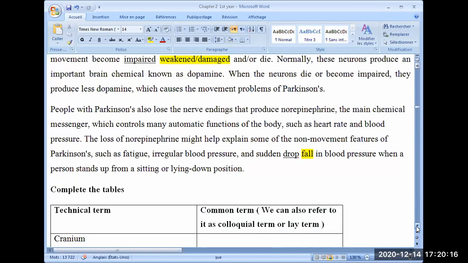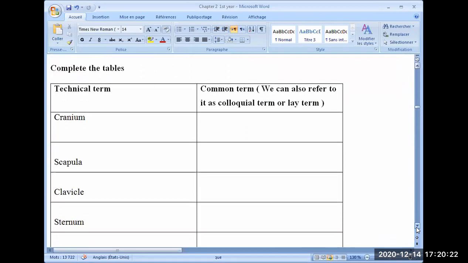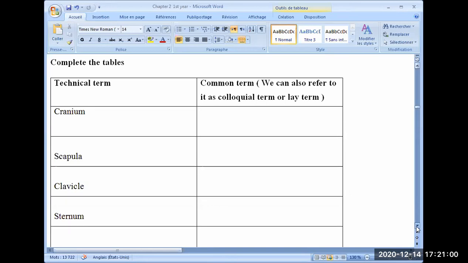Okay. Now here you have two tables to complete. At the beginning of the lesson, we used the word cranium. We say that the brain is protected by the cranium. Cranium is a technical term, but there is another word which is a common term: skull, also referred to as a colloquial term or lay term. Nice. Scapula. There is no such word as omoplate. Okay. Clavicle.